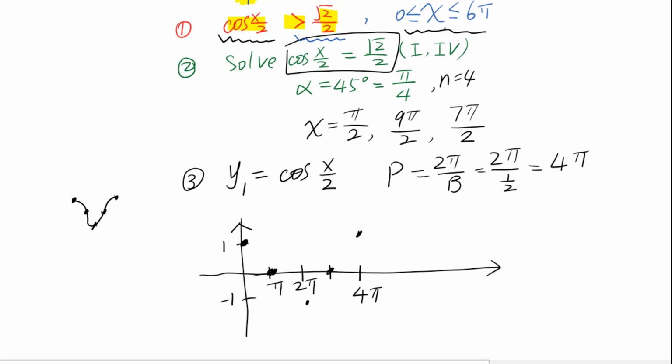Since the domain of the inequality is x greater than or equal to 0 and less than or equal to 6 pi, we need to move on. This is 5 pi, here's 6 pi. So keep doing the pattern like this. Then I will connect these points.